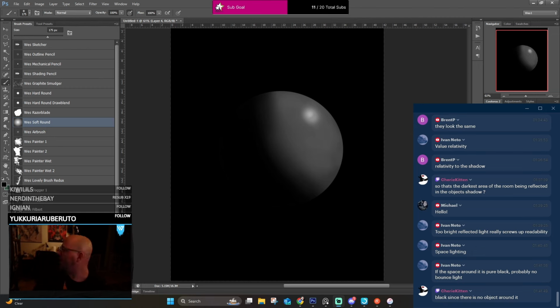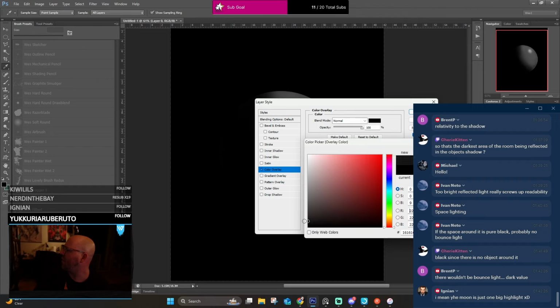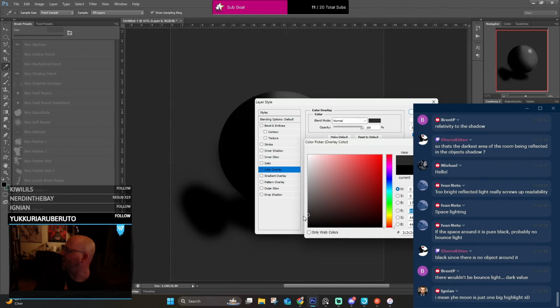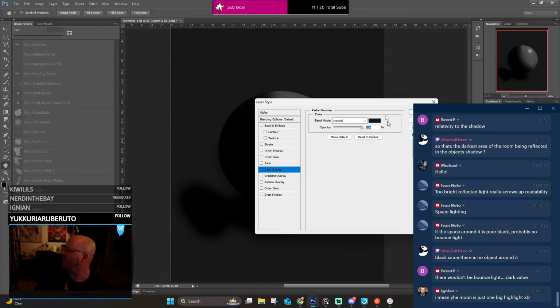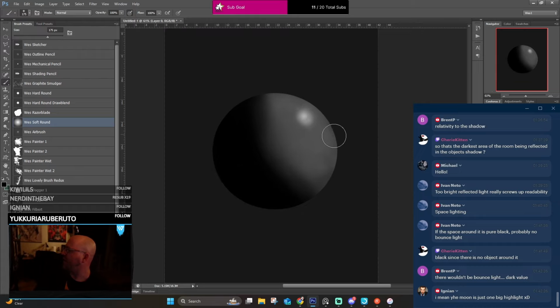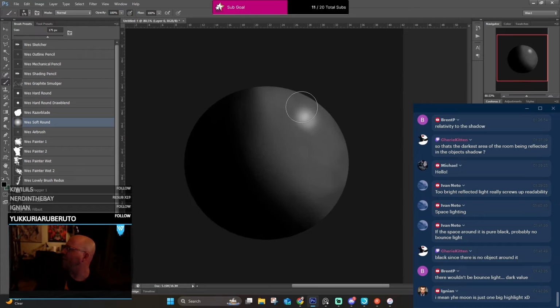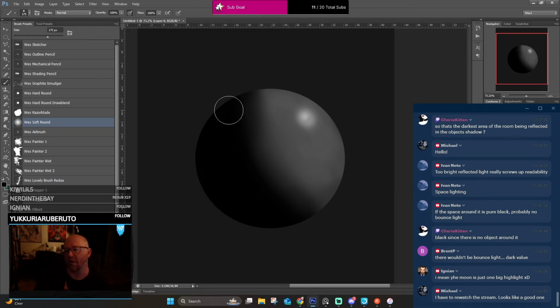There's none. But if we come in here, do a color overlay, pick this, then bring this up a little bit, right? We'll bring it up a little bit more just to be sure. And then I'll get rid of these hideous... So okay, now here, where do we think we would be as far as value, as far as reflected light? The moon's just one big highlight. It's true.